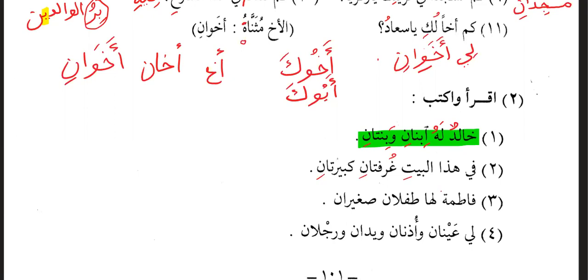فاطمة لها طفلان صغيران. جميل. ما معنى الجملة؟ Fatima has two small children. So obviously here, غرفتان كبيرتان، طفلان صغيران، these are the adjectives.